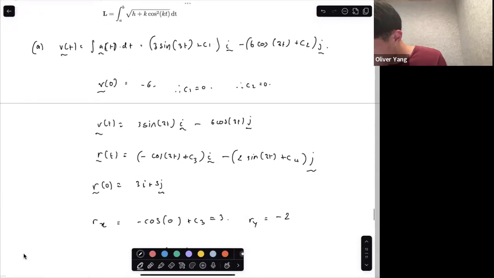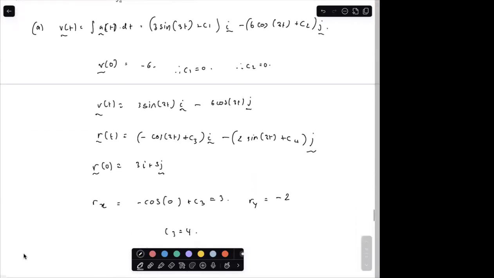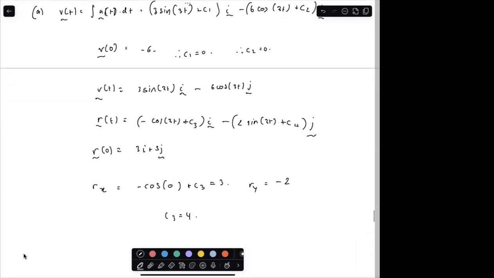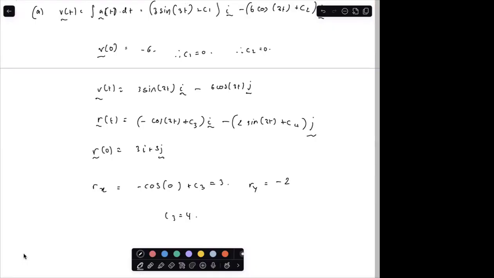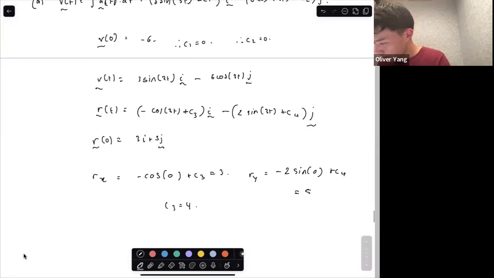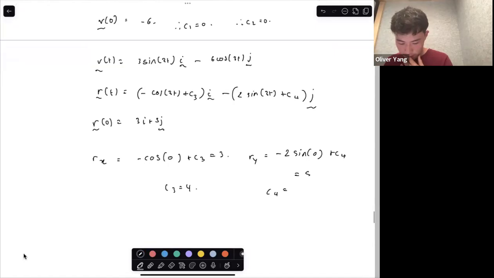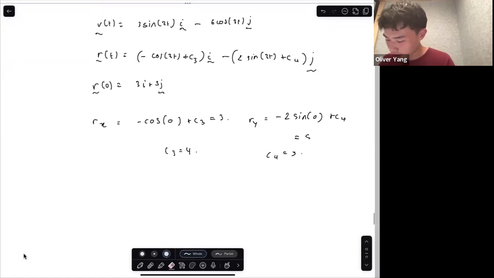Just double checking. Equals 5, right? So C4 equals 5. Okay, and then so we've got two equations.